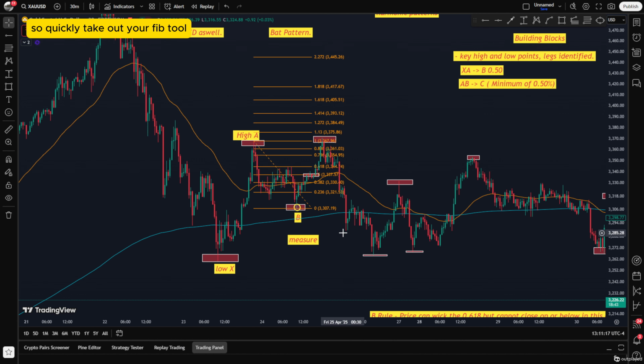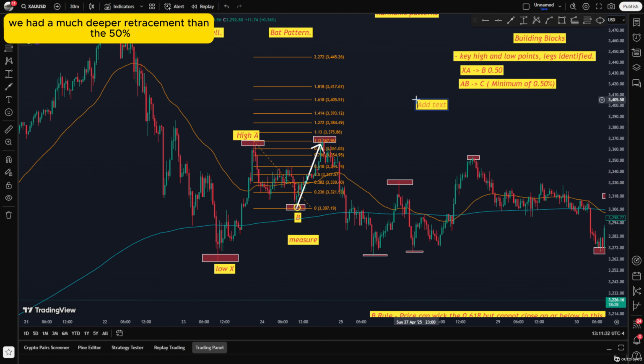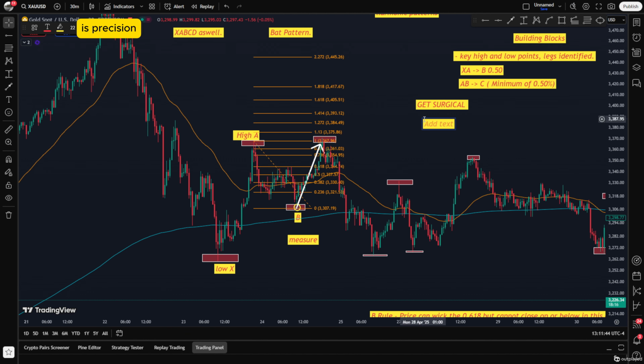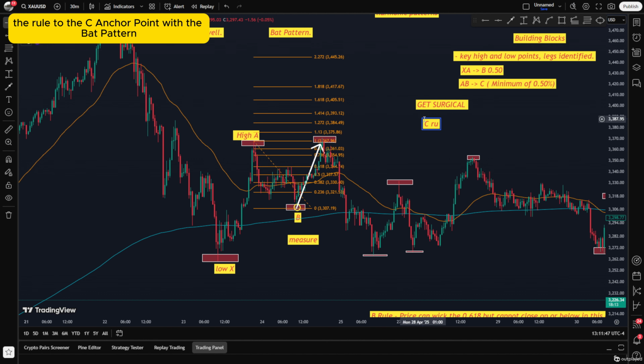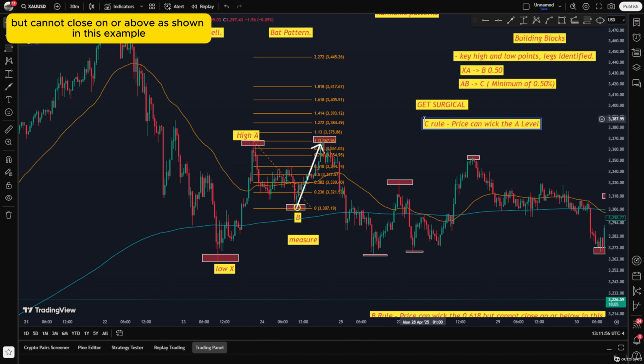So quickly take out your fib tool and place it first on the A point and drag it to the wick of the B point. And quite obviously, we had a much deeper retracement than the 50%. And if I learned anything from video games, it's that the difference between a butcher and a surgeon is precision. The rule to the C anchor point with the bat pattern is that price can wick the A level, but cannot close on or above as shown in this example.